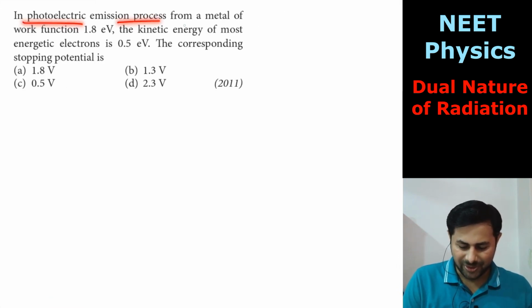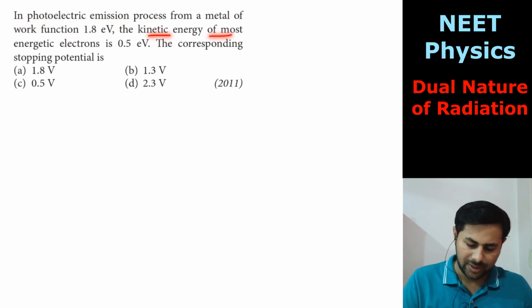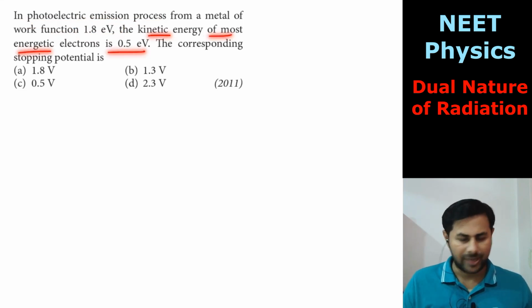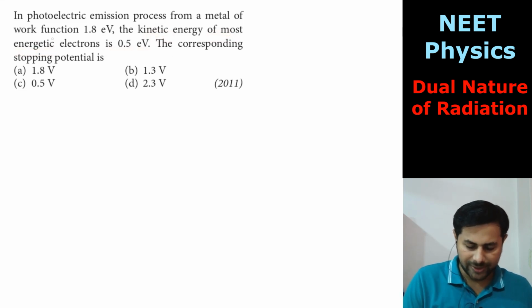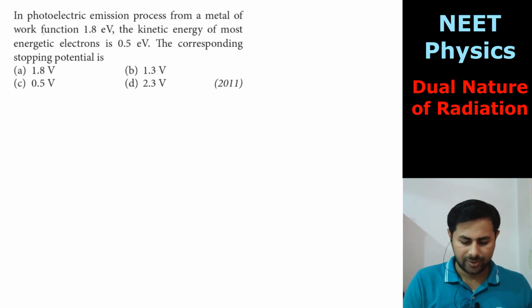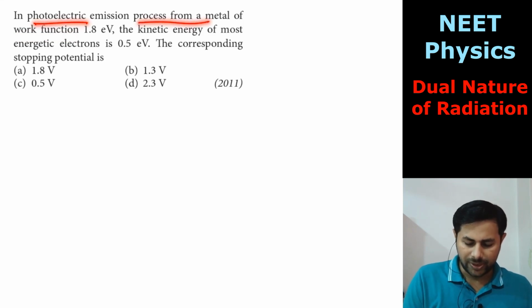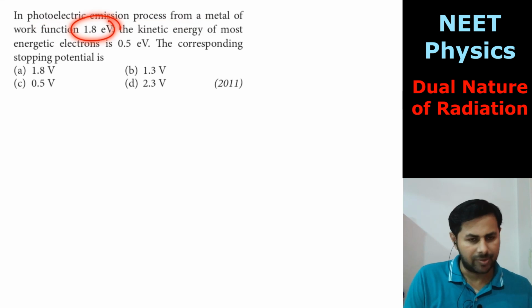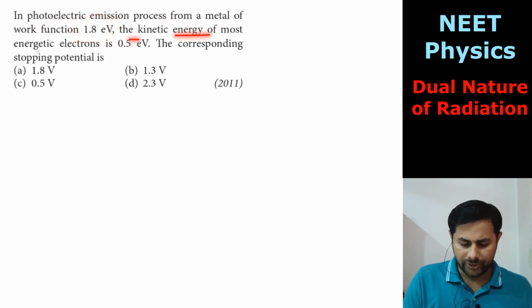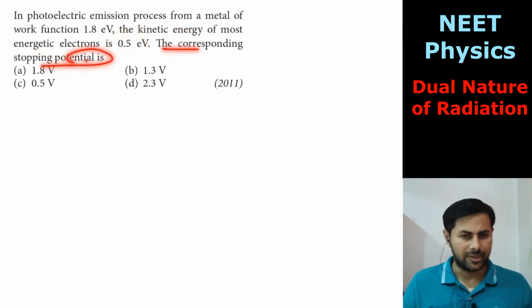Let's see the next one. In the photoelectric emission process from a metal of work function 1.8 eV, the kinetic energy of the most energetic electrons is 0.5 electron volts. What is the work function? Work function is the minimum amount of energy required by the electrons to come out of the metal surface. So in this process, with work function 1.8 electron volts and kinetic energy of the most energetic electrons 0.5 eV, the corresponding stopping potential is.